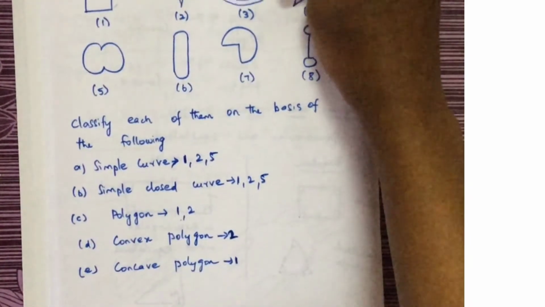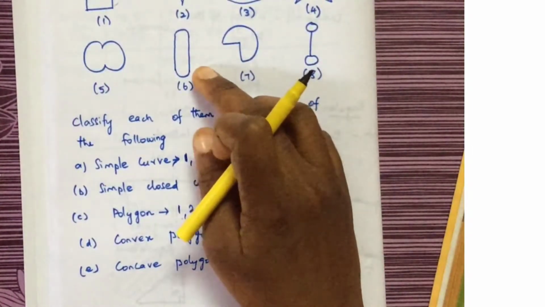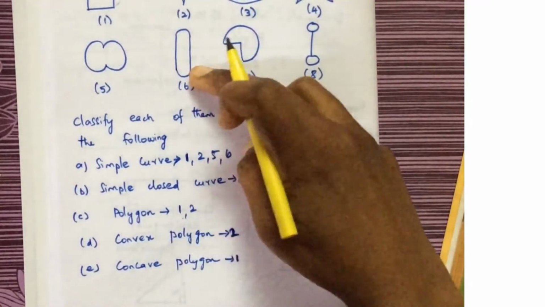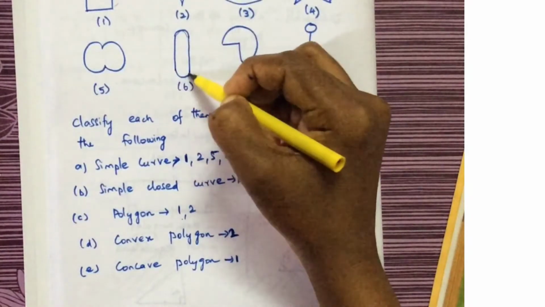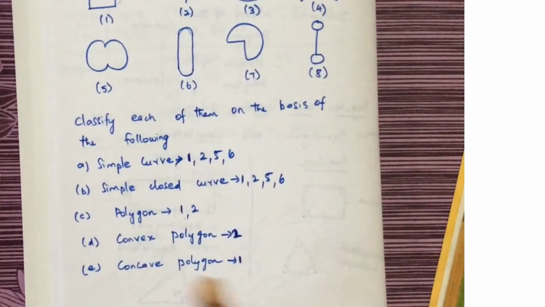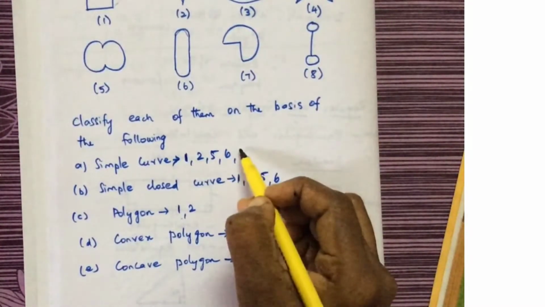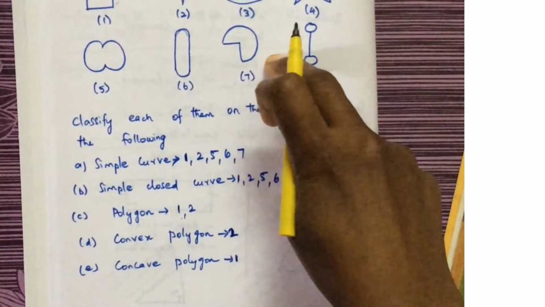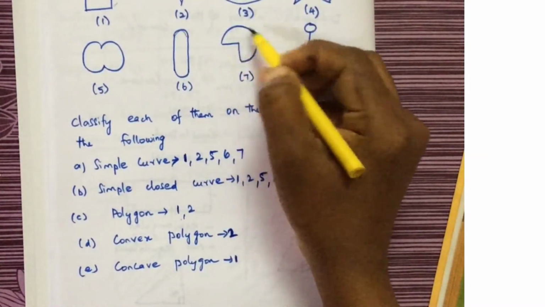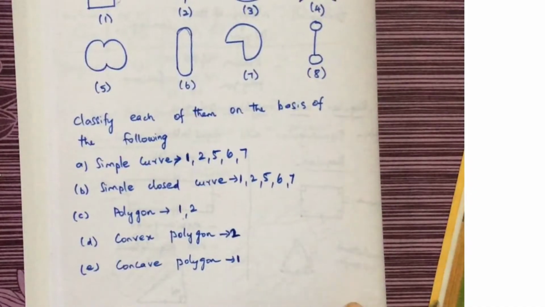The next is the sixth one. You can see here it is a simple curve. There is no overlapping and it is also closed. Here also there is a curve at the top and the bottom, so this is not made up of line segments. So it is not a polygon, not a convex polygon and not a concave polygon. And the seventh one is a simple curve. There is no overlap, so it's a simple curve and is also closed. It is not a polygon because it is not made up of line segments. There is a curve here. So it is not a convex or concave polygon.